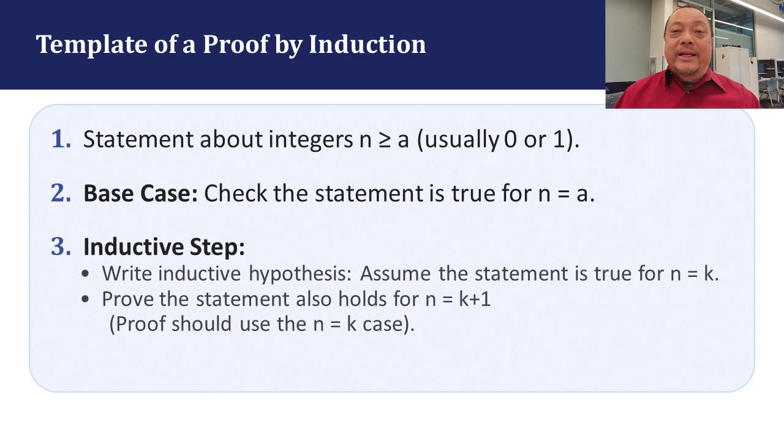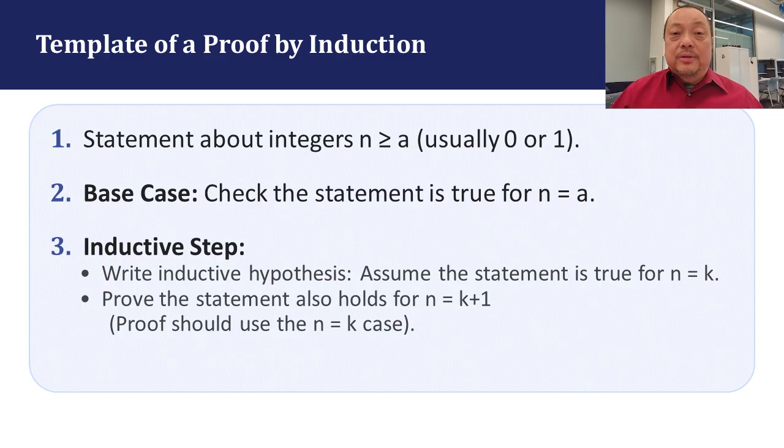Here's the template of a proof by induction. It's most applicable to proving a statement about integers n greater than or equal to some number a, usually 0 or 1. You start by checking the statement is true for the base case n equals a, the starting value. Next is to prove the inductive step. Write down the assumption, assuming the statement is true for n equals k. This is called the inductive hypothesis. We will prove that the statement is also true for n equals k plus 1. The proof should make use of the case n equals k. If your proof doesn't make use of the case n equals k at all, you're missing something. Once we've proven both the base case and the inductive step, we're done.